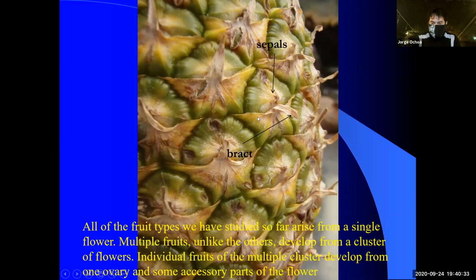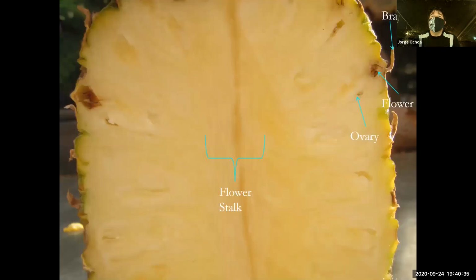And so when we look at analyzing it more, in the center of a pineapple is the flower stalk. The flowers are attached to the flower stalk that later becomes part of the fruit. This is the center that most people cut out because it's kind of fibrous and it's not as sweet. So that is the flower stalk of the pineapple.